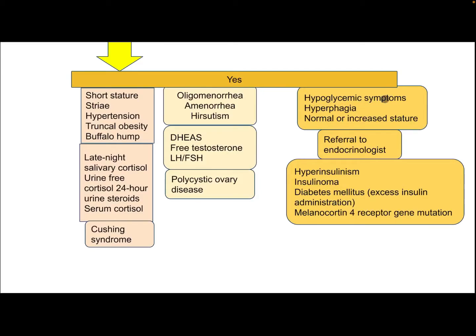Is there hypoglycemic symptoms, hyperphagia, normal or increased stature? Refer for endocrinology. Differential diagnosis: hyperinsulinism, insulinoma, diabetes mellitus, excess insulin administration, and melanocortin 4 receptor gene mutation.